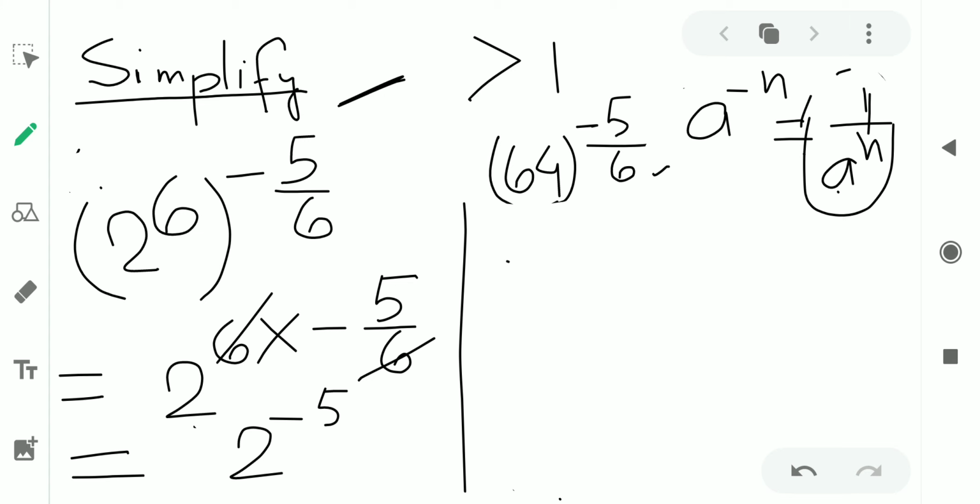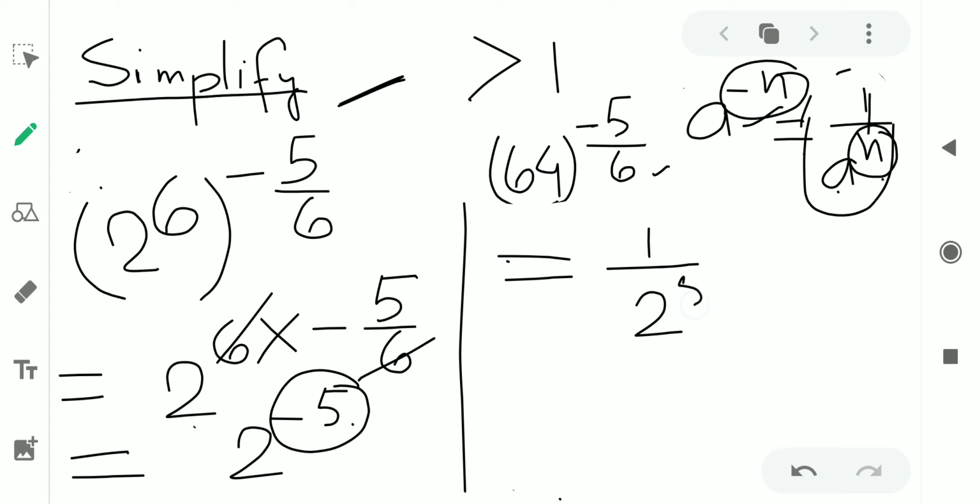So here it will be 1 by 2, and as per the formula, the minus n becomes plus n. Similarly, this minus 5 will also become plus 5. That means 1 by 2 to the power 5, and we know 2 to the power 5 is nothing but 32. So this is the way by which we can simplify.